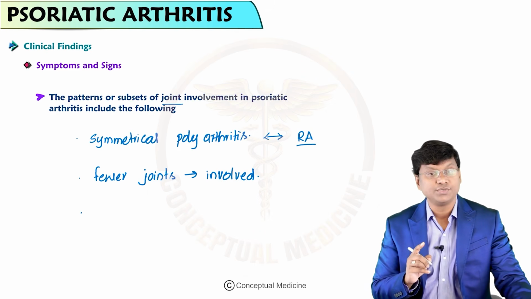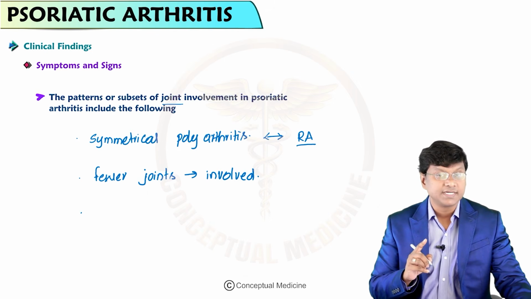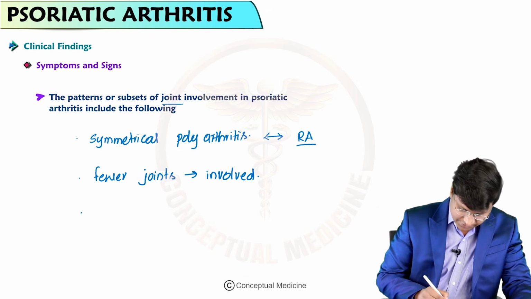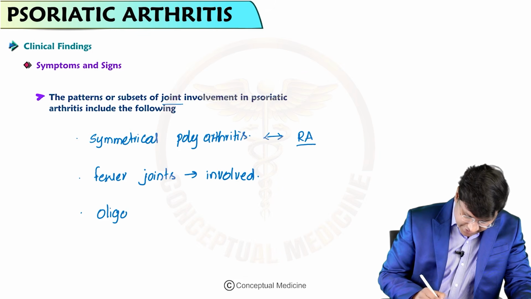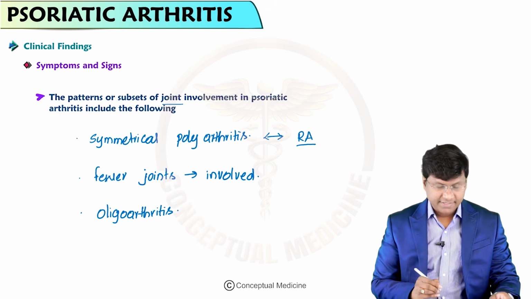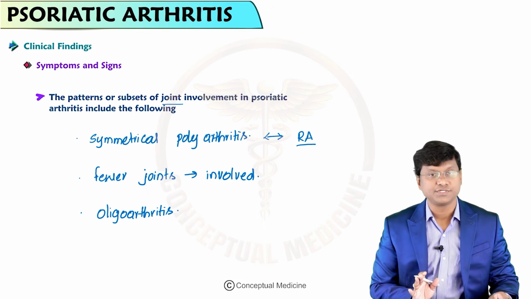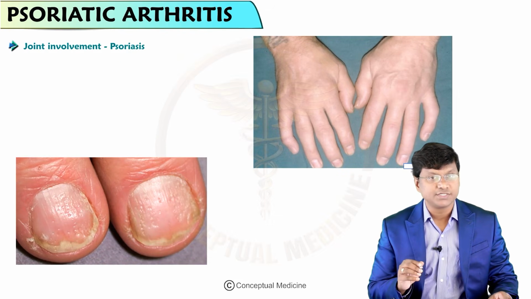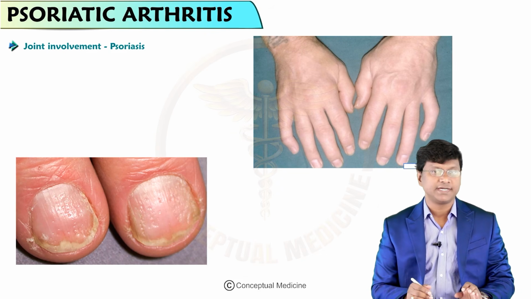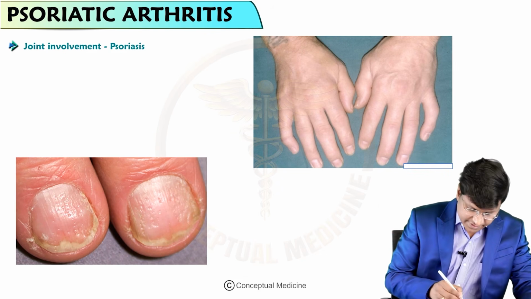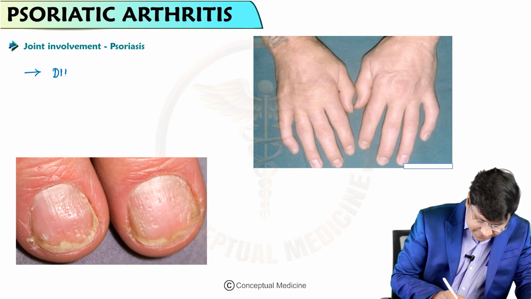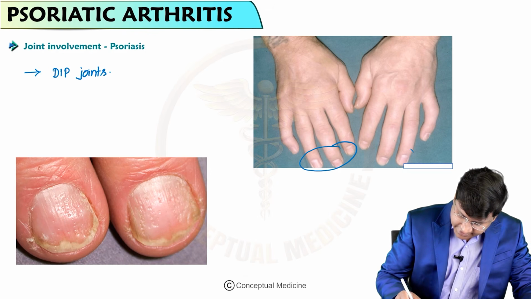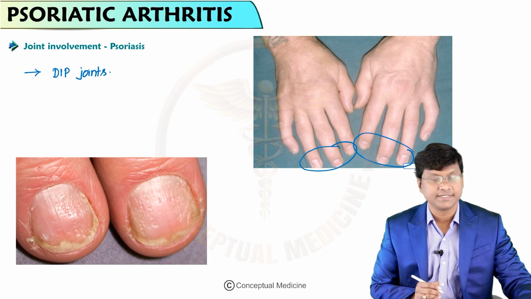And the other important thing is you have an oligoarthritis that may lead to considerable destruction of the affected joints, right? Oligoarthritis is where four or fewer joints are affected in patients with psoriatic arthritis. And specifically, which joints are involved in psoriatic arthritis? It is primarily the distal interphalangeal joints, right? They are the ones affected in patients with psoriatic arthritis.